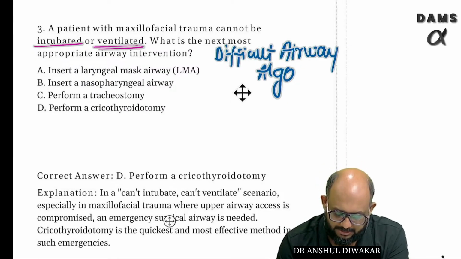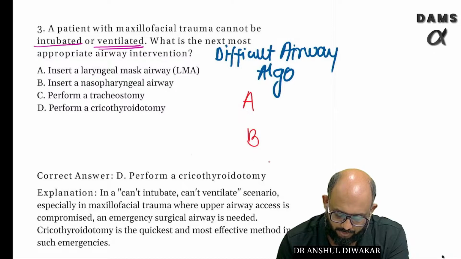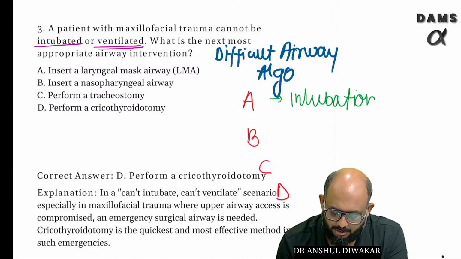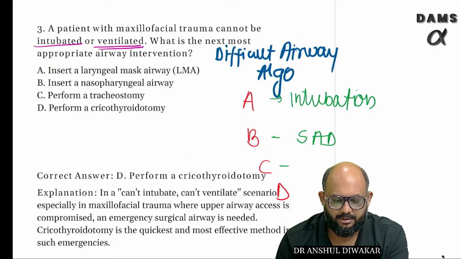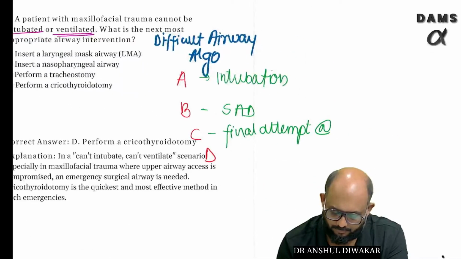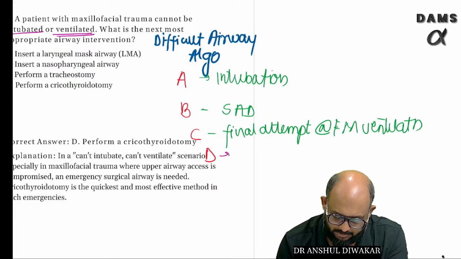And we have discussed the difficult airway algorithm in terms of plan A, B, C, D. Plan A is always intubation. If you are not able to intubate, then you will go for SAD insertion. If you are not able to SAD, then you will go for final attempt at face mask ventilation. And finally, it was emergency cricothyroidotomy.